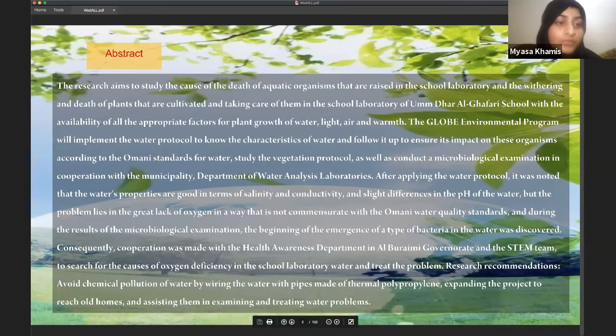Abstract. The research aimed to study the reason behind the death of aquatic organisms that are raised in a school laboratory, as well as the cause of plants being dry and eventually dying, although they are planted under certain circumstances that they need to grow, like light, water, air, and warmth.